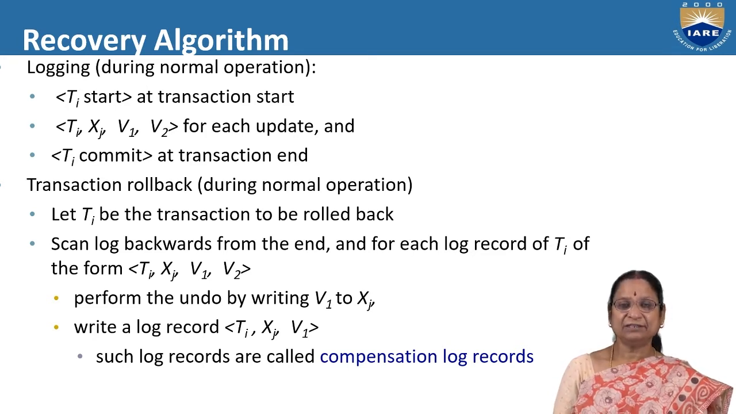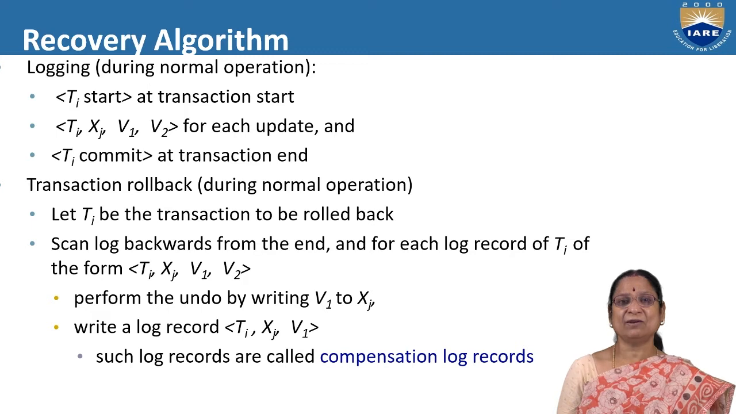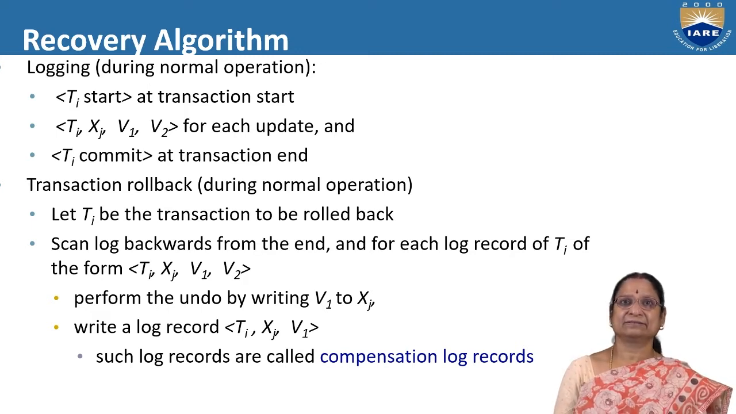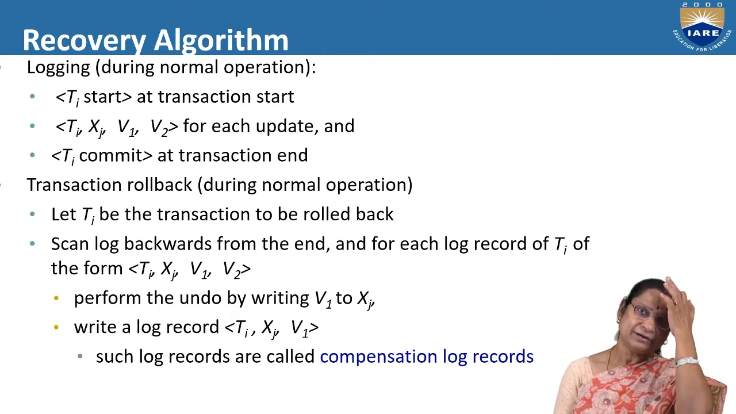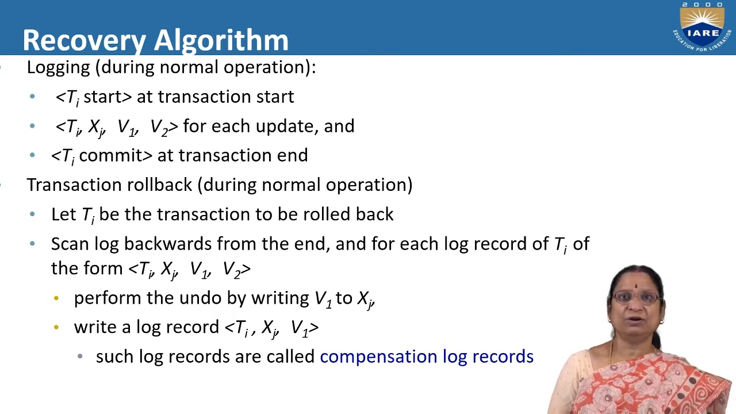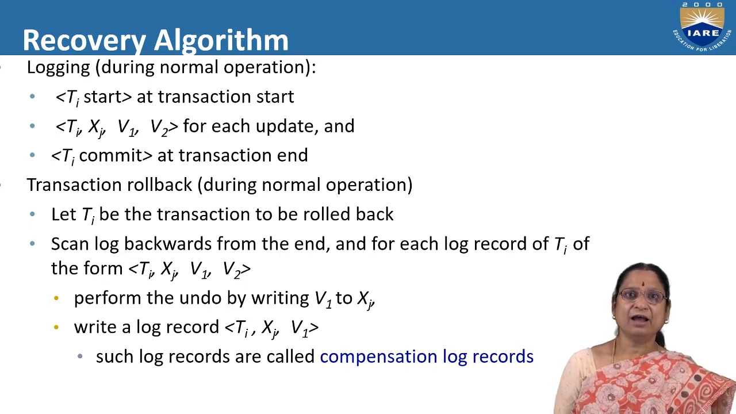For that purpose, as we discussed already, log records are maintained and stored in stable storage, so failure of the log records very rarely occurs. During the normal process, log records are managed like this. Ti start is written at the time of the transaction starting, and Ti, Xj, V1, V2 means that in the attribute Xj, V1 is the old value and V2 is the updated value. For each update, this log record is written.